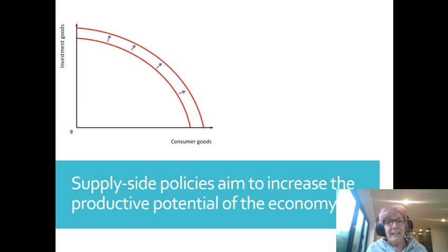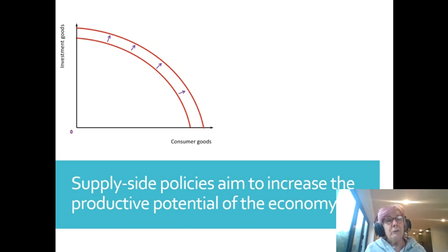The curved red line shows us the maximum that we can produce in our economy if we use all of our resources, all of our factors of production, and we use them all in the most efficient way. The only way we can produce more than that is by increasing the quantity of our factors of production or increasing the quality of those factors of production. And remember, factors of production are land, labour, capital and enterprise.